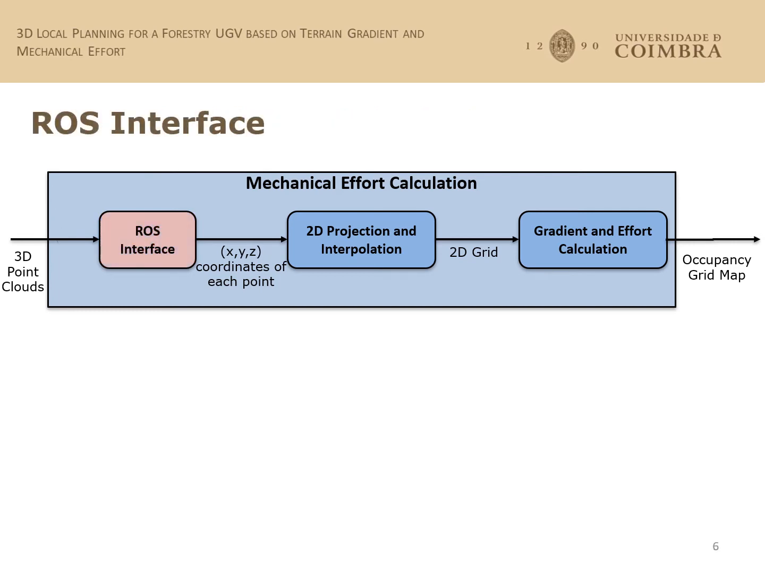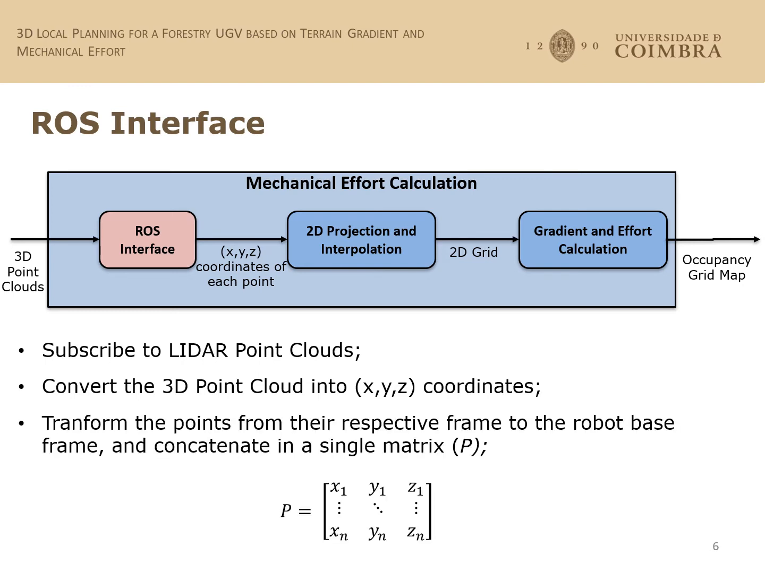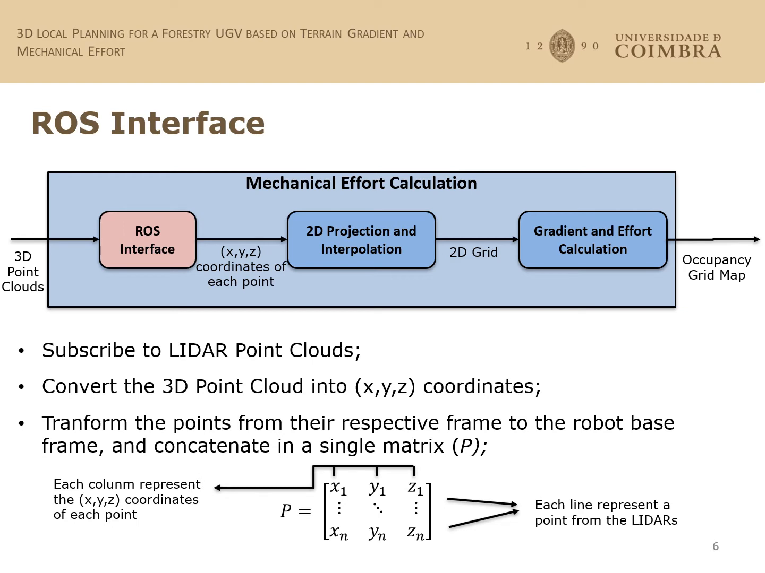The first block, the ROS interface, will subscribe to the LiDAR point clouds and convert these 3D point clouds into X, Y, and Z coordinates. These points are transformed from their respective frame to the robot base frame and concatenated in a single matrix, where each line represents a point of the LiDAR and each column represents the X, Y, and Z coordinates of each point.